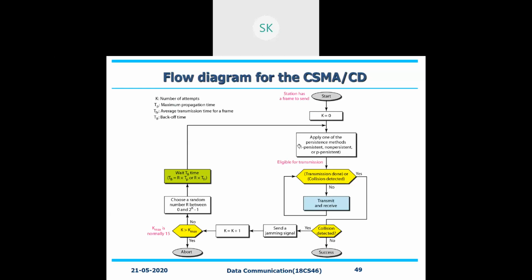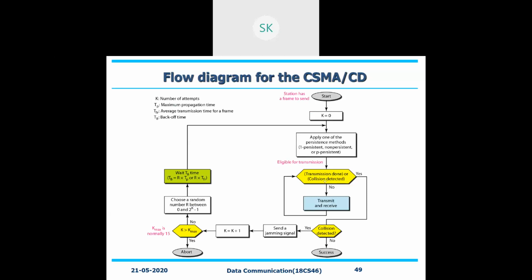Then it will check whether I can use the channel or not by using any one of the persistent methods, the carrier sense multiple access persistent methods. Once it gives a green signal saying the channel is idle and it is eligible for transmission, it will enter the next block. The next block is a question once again: whether transmission is done or collision is detected.